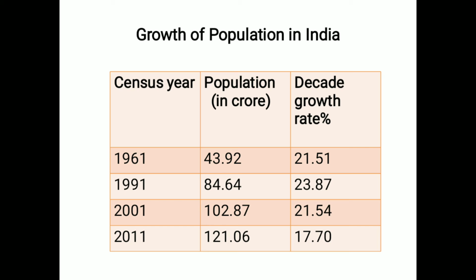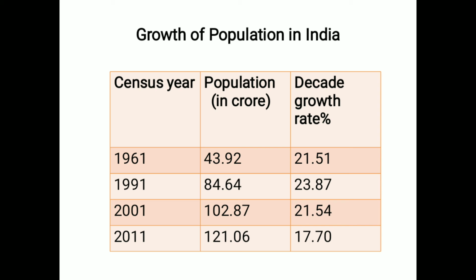According to the census of 1961, the population of India was 43.92 crores, whereas in the year 1991, the population increased to 84.64 crores, and in 2001, the population was 102.87 crores, and according to the census 2011, the population has increased much more to 121.06 crores. So from 1961 to 2011, the population in India is increasing much more in numbers.